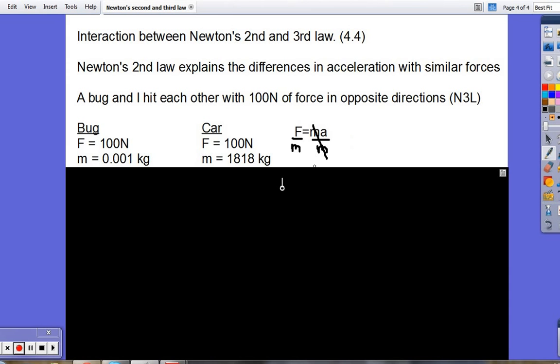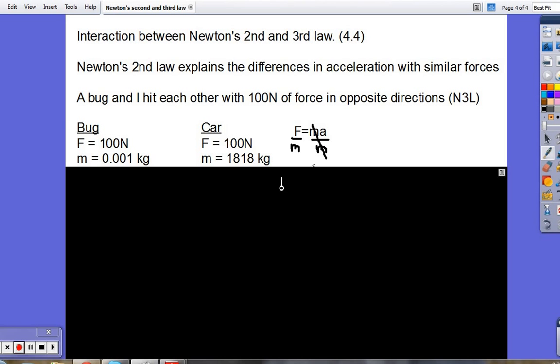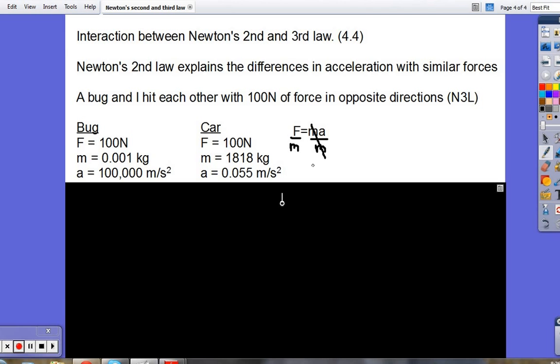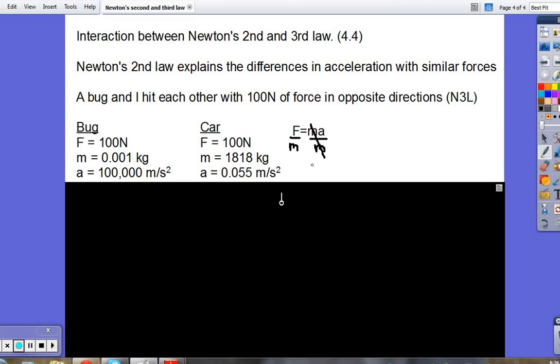And so when we actually do that, when we do 100 divided by 0.001 and 100 divided by 1,818, well, actually pause the video and you go ahead and do it, see what you get. You get the acceleration on the bug is 100,000 meters per second squared, and the acceleration on the car is 0.055 meters per second squared. Pretty close to zero, meaning the car is going to keep doing pretty much what it was doing before, whereas the bug is going to experience a huge acceleration due to the fact that it's got such a small mass.